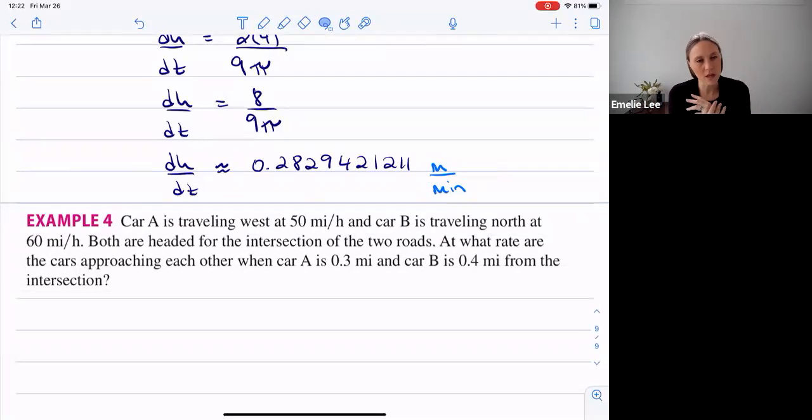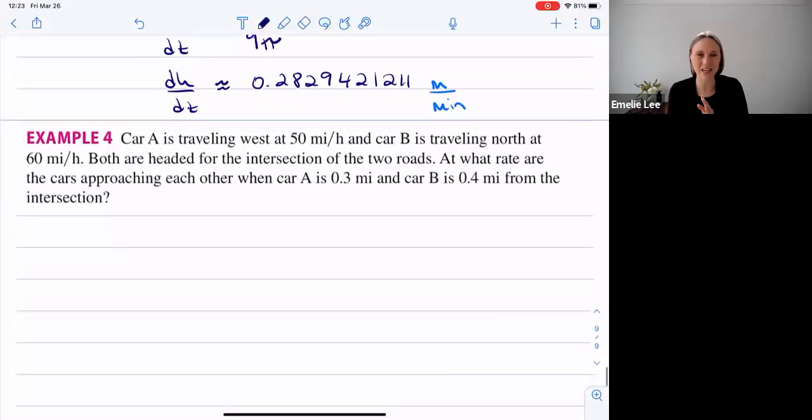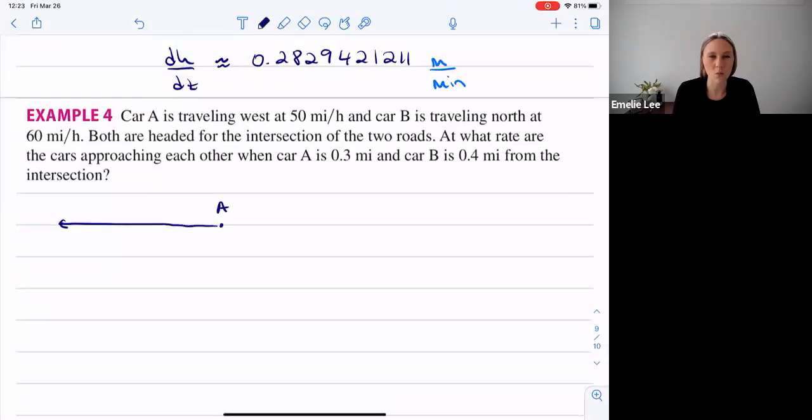So here's the situation. You've got car A traveling west, right? So it's heading west, and maybe get your never eat shredded wheat situation sorted out, right? And so if it's heading west, I'm going to put it over like so. So car A is heading west.